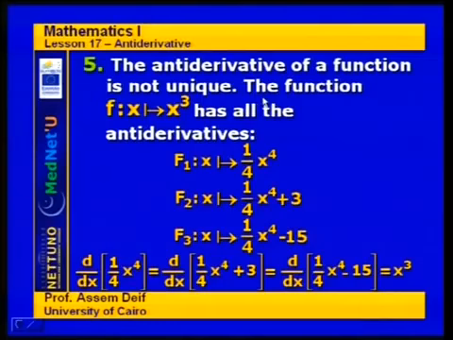Again, this is one important property. The antiderivative of a function may not be unique. And this is something unique about antiderivatives. You don't say find the antiderivative. We say find an antiderivative. For example, all these functions are antiderivatives of x cubed. If you differentiate a quarter of x to the power 4, or 1 over 4 x to the power 4 plus 3, or 1 over 4 x to the power 4 minus 15, all of them give x cubed. And therefore, we call all these antiderivatives of the same function.